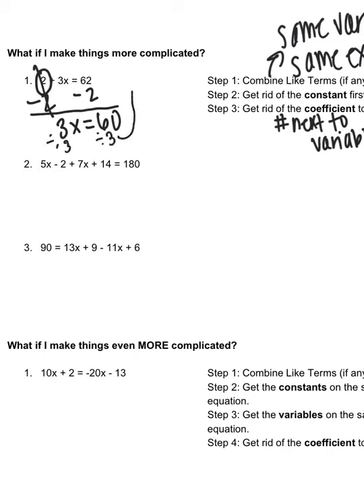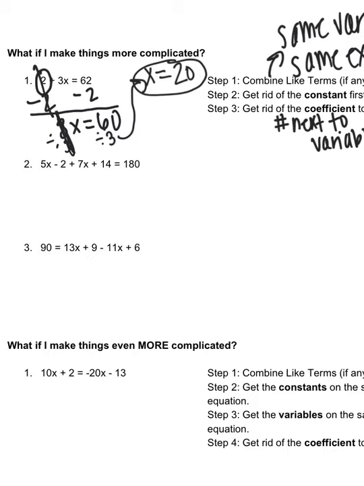Okay, and I'm going to bring it up here because I don't have room. Okay, 3 divided by 3, we know that cancels out because that's the whole reason we divided by 3. Then I'm left with x equals, and 60 divided by 3 is 20. So that is my final answer. All right, so we're going to move on to numbers 2 and 3. Those are the last two I'm going to do for this specific video.